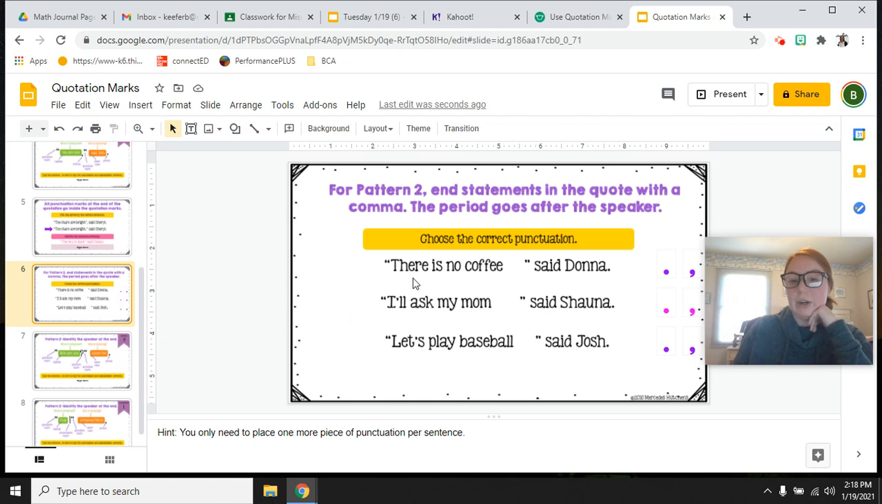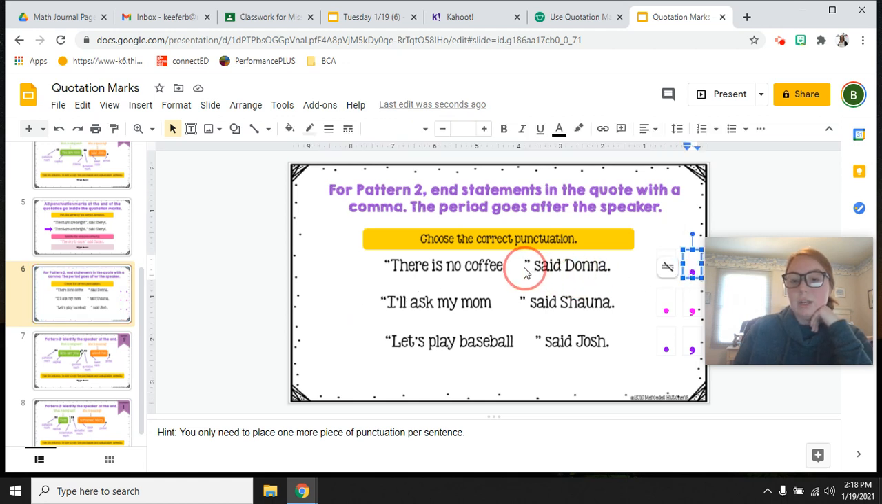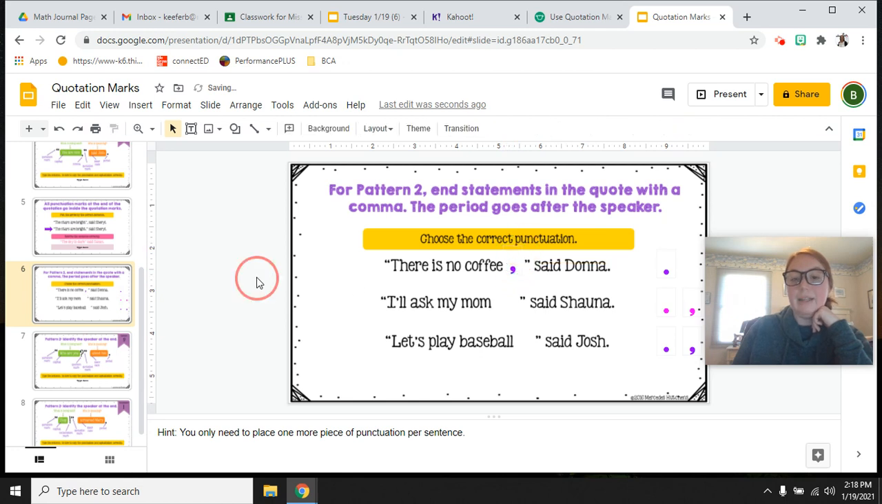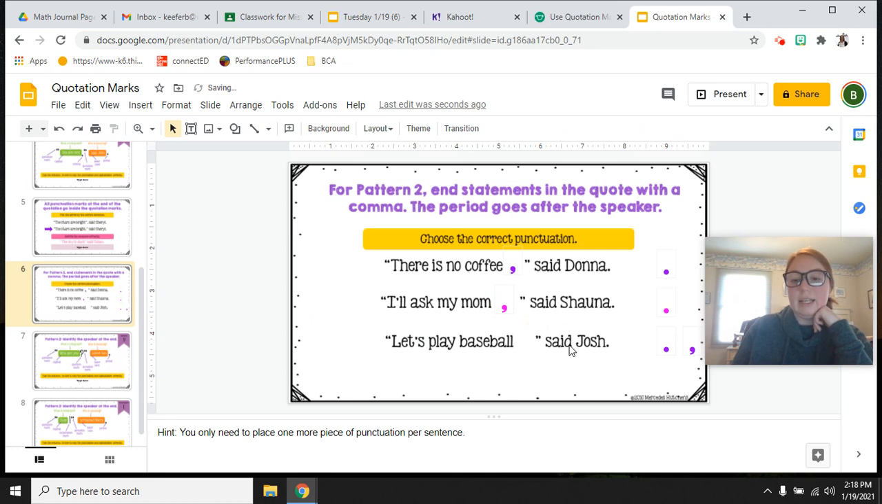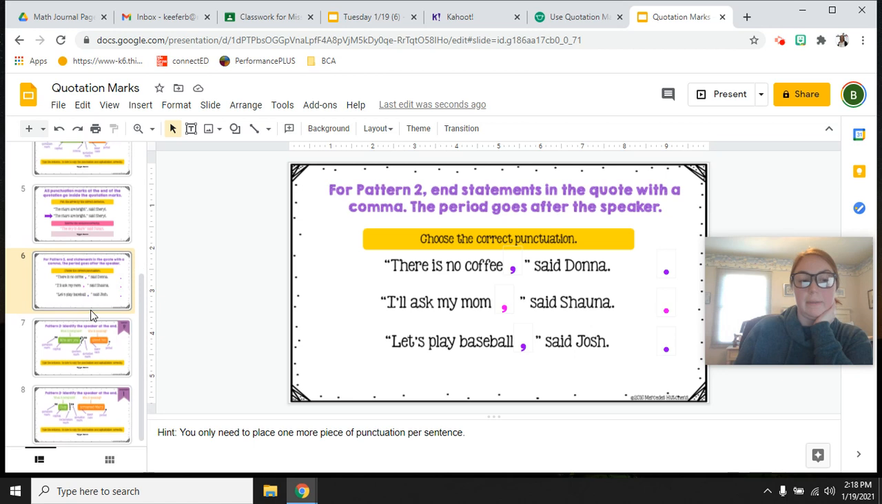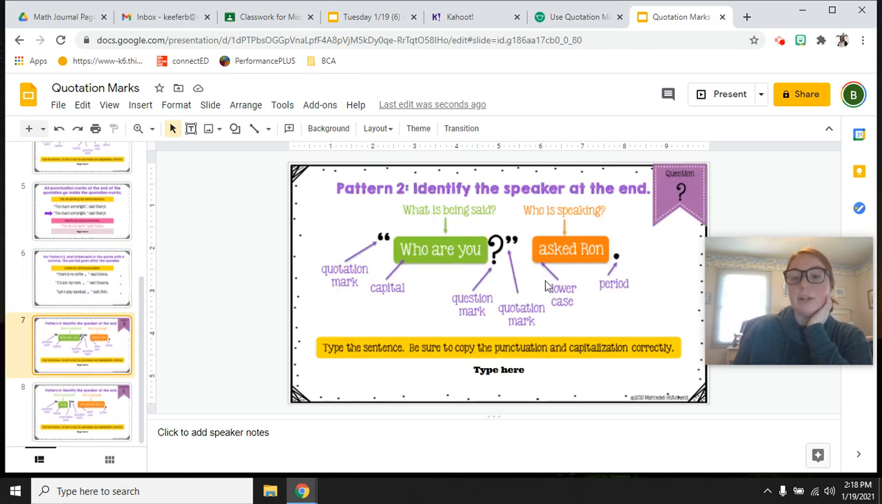Just like if you look down here, there is no coffee, then you would put comma, said Donna. I'll ask my mom, comma, said Shauna. Let's play baseball, said Josh. So I moved all of those commas over because when the tag is at the end, there needs to be something separating it. So here's an example with a question mark.